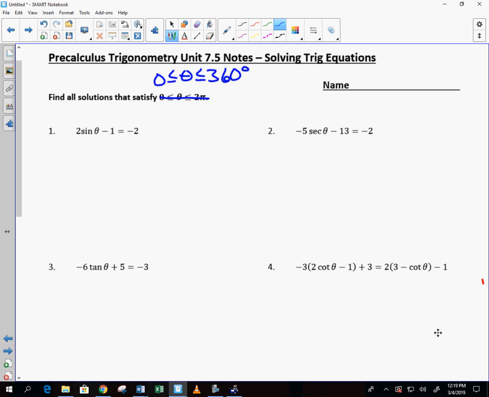Anybody want to guess how I start? Add 1. 2 sine of theta is equal to negative 1. Divide by 2. We get sine of theta is equal to negative 1/2. That is not the answer, but it brings us to a way in which we find the answer rather easily.